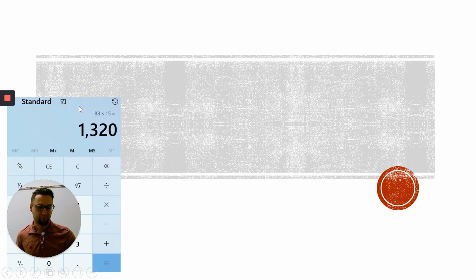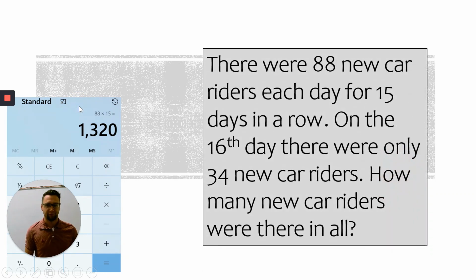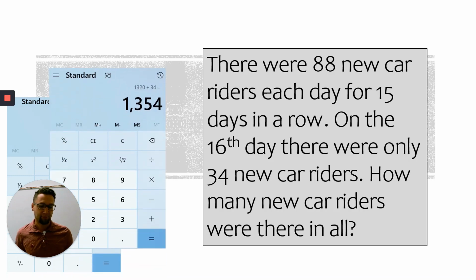Now we're going to look at the next step. The next thing, that covers days 1 through 15. Now we need to know the 16th day added to that. So if we already have 1,320 new car riders, we need to add the 16th day, which is the only missing piece left. If we add 34 to what we already had, then now we have 1,354 new car riders.